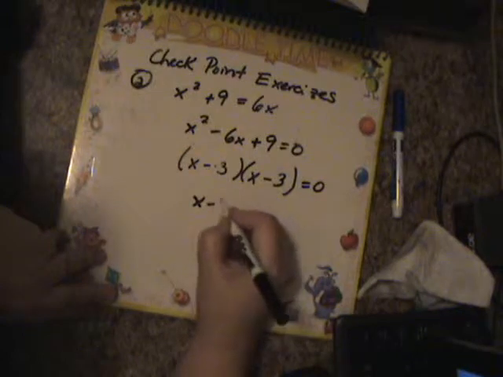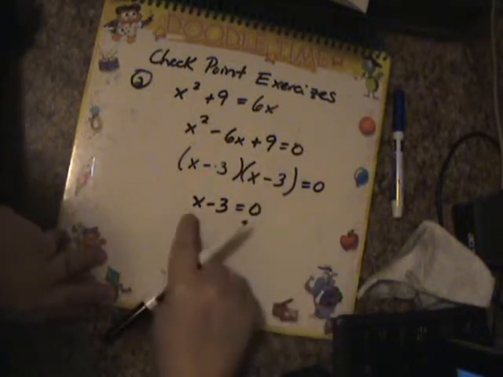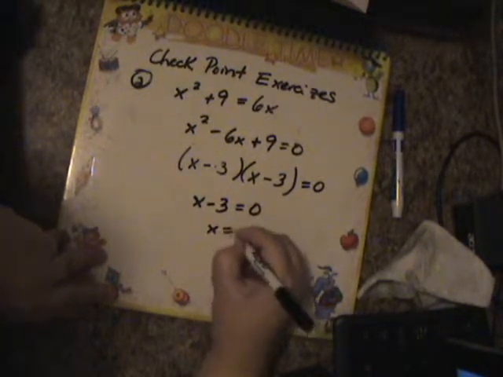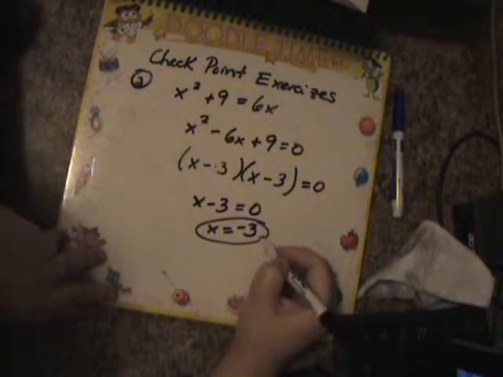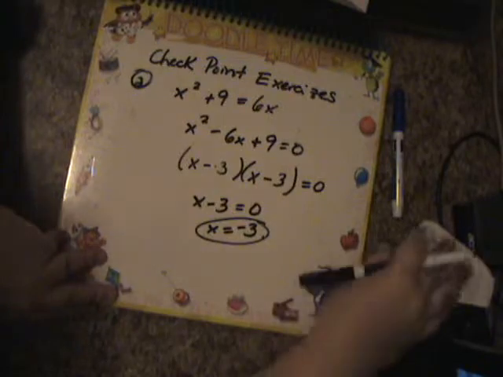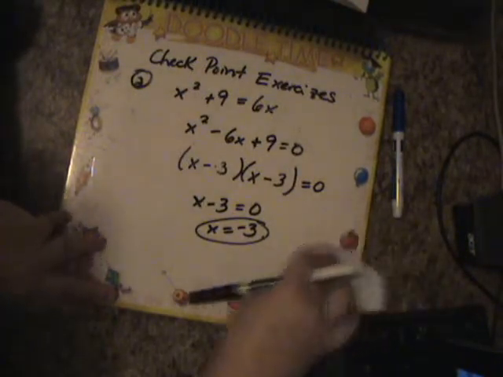Now, these two are the same, so I only really need to do one of them. x minus 3 equals 0, so x equals 3. So this is one of those solutions where you have two of the same. Now, number 3.